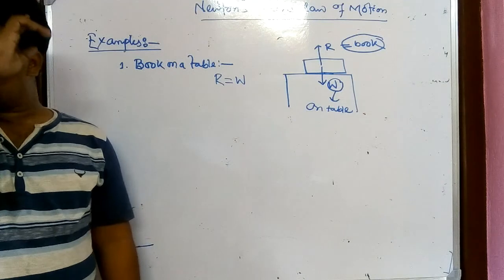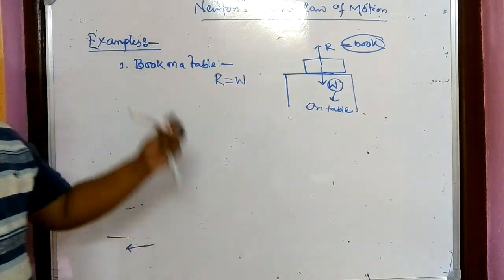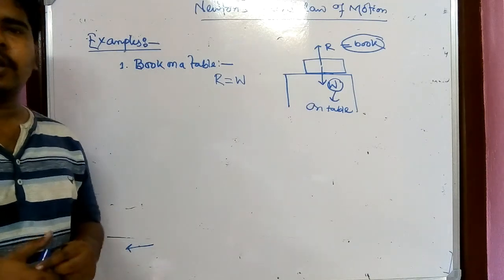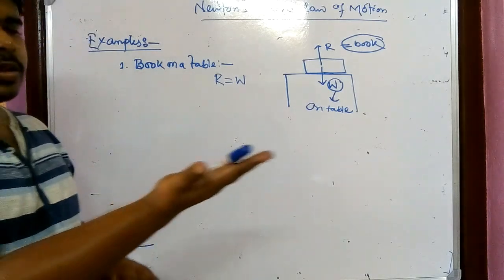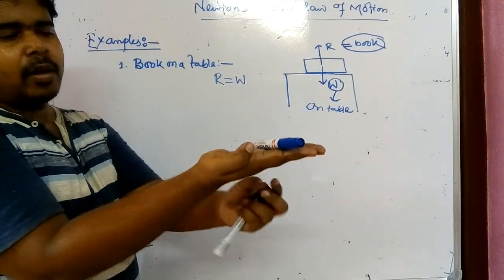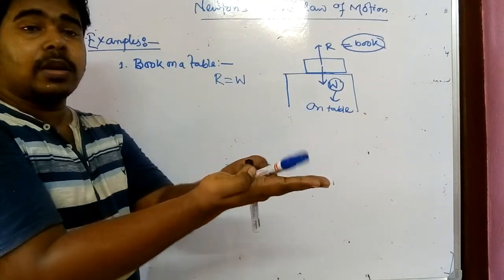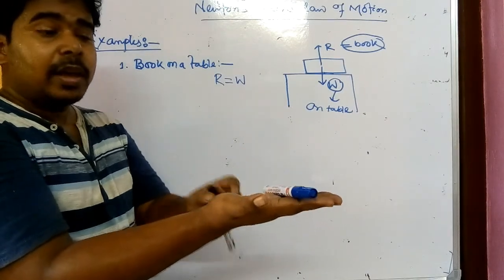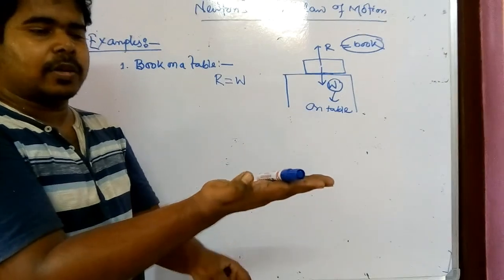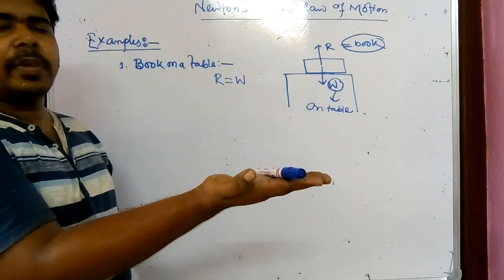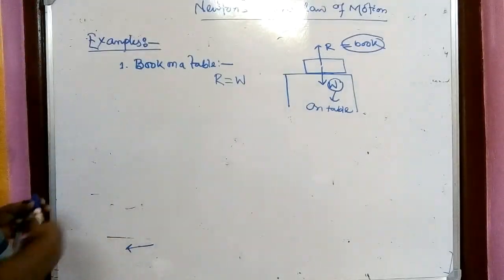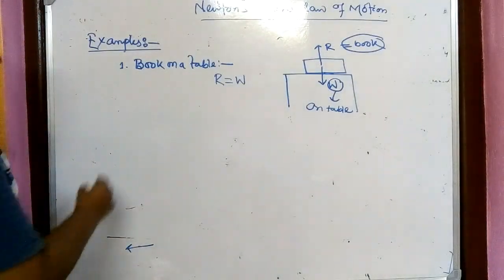Whenever we are talking about contact and non-contact force, in contact force one force we have taken, that is the reactional force. Assume I have held the pen on my palm, that means the pen is applying a weight in the downward direction on the palm, and the palm is giving a reactional force to the pen in the upward direction. Both are equal, that's why the pen is static. Otherwise, it can move upward. Okay, so this is the first example.